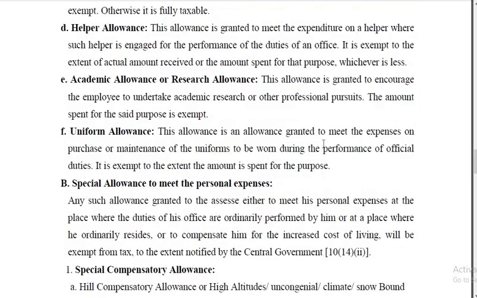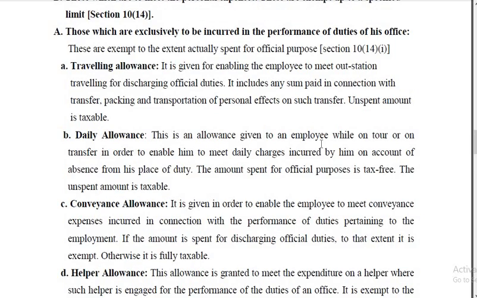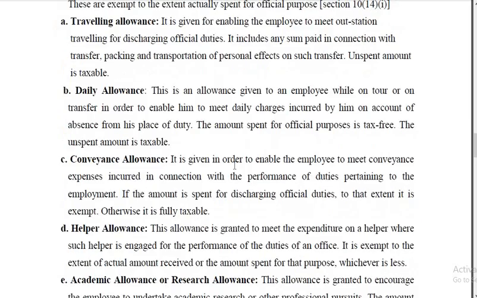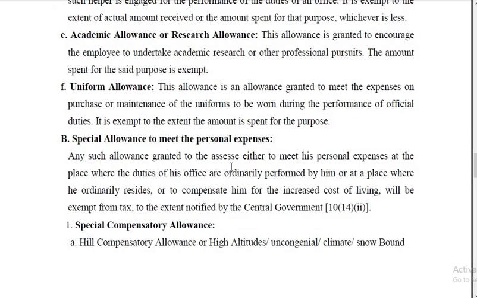Any amount unspent, then it is taxable. Okay, so this is about allowances given to the employees to discharge official duties. If the amount is fully spent, exempt. If part of that is unspent, then the unspent amount is taxable. Or if it is spent but not for official purposes, then only to the extent it is spent for official purposes, it is exempt. The remaining amount spent for private or personal purpose is taxable.